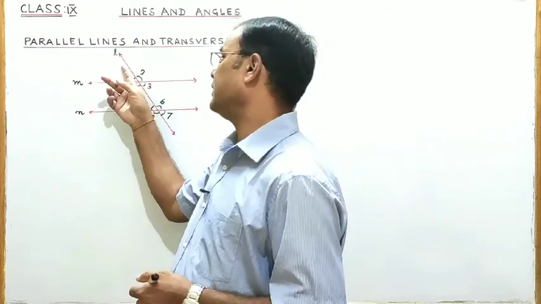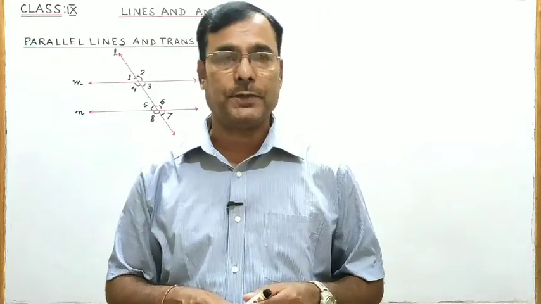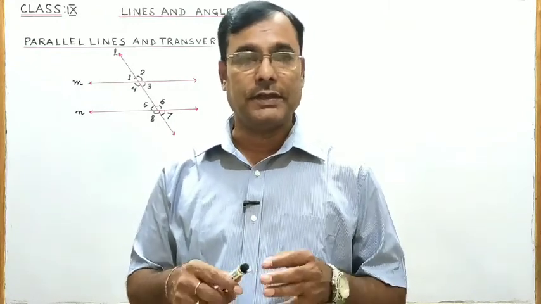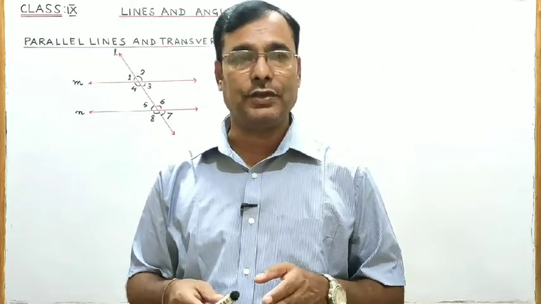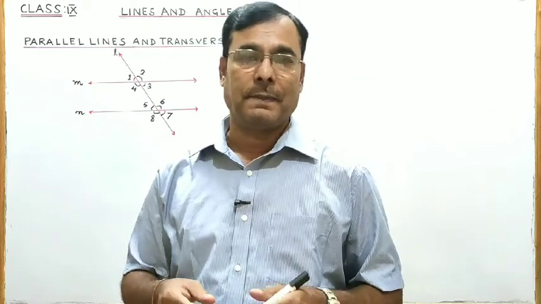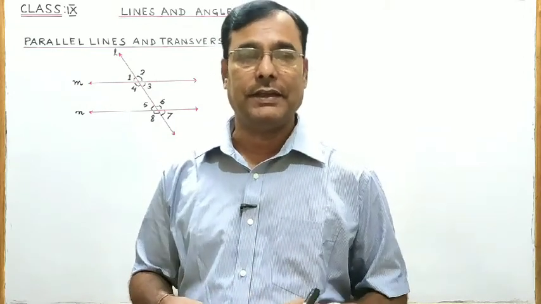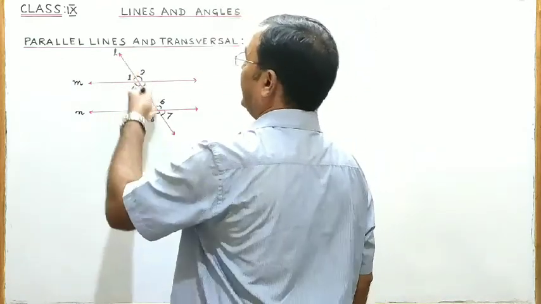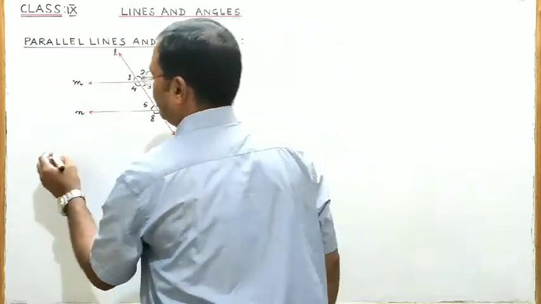So if a transversal intersects two parallel lines, then each pair of corresponding angles is equal, and each pair of alternate interior or alternate exterior angles is also equal, and each pair of consecutive angles, that is, interior angles on the same side of the transversal, is supplementary. So here in this figure, transversal L intersects two parallel lines M and N.